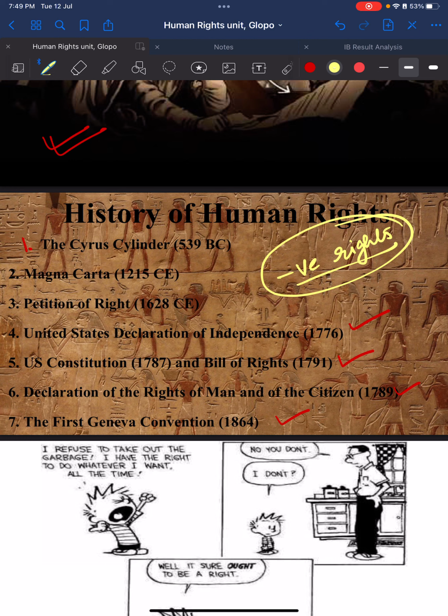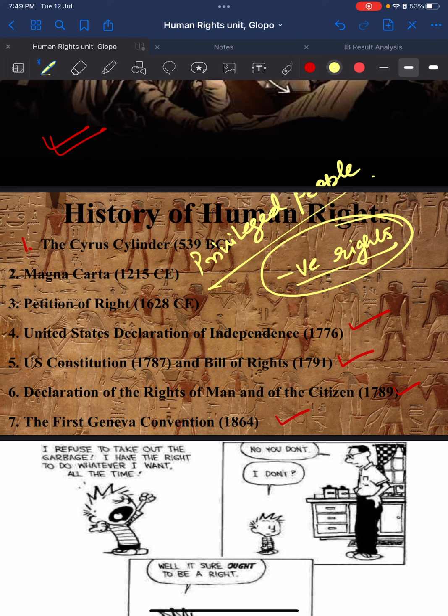Although these early rights theories describe natural rights, the application of these rights were often restricted to land-owning men. So that means the earlier rights were actually given to the privileged people, right? And these privileged people wanted to have negative rights where there is no interference of the government.